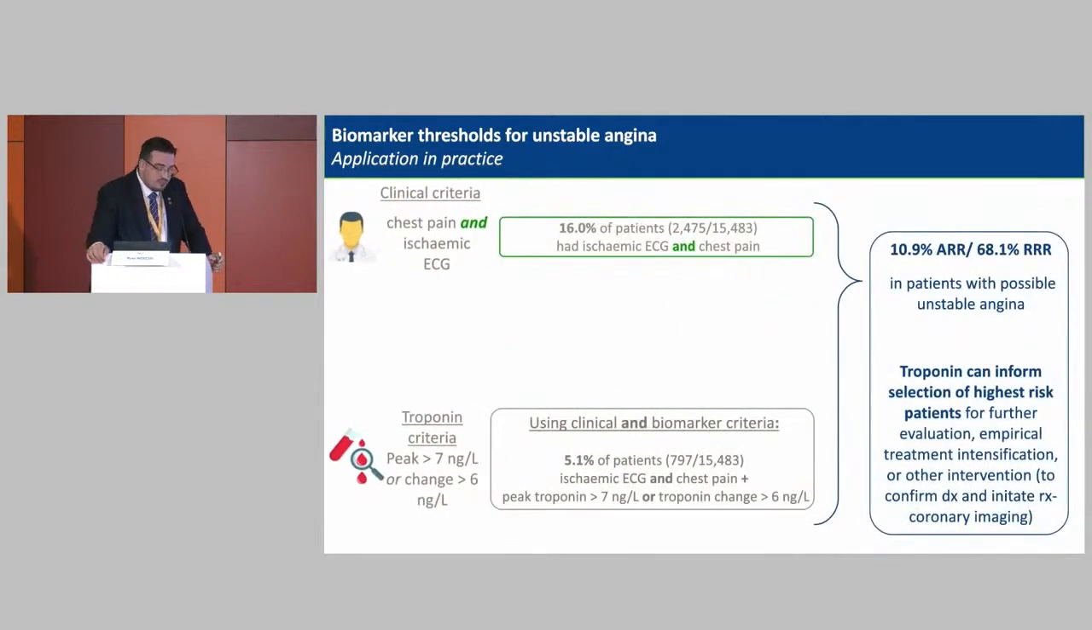Importantly for clinicians in the emergency department, at the moment we don't know what to do with a lot of these patients who we think could have unstable angina. Just using the clinical criteria alone, we could identify about 16% of patients in the ED who could have unstable angina. By applying the biomarker criteria, there's a 10% absolute reduction, dropping to 5.1%. This isn't about saying that patients who don't meet these criteria don't have unstable disease, but about identifying the highest risk patients where we as clinicians should be focusing our attention and investigations.